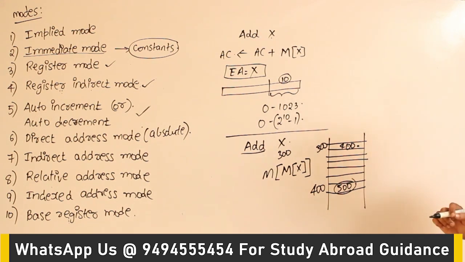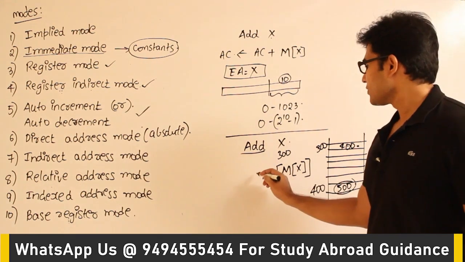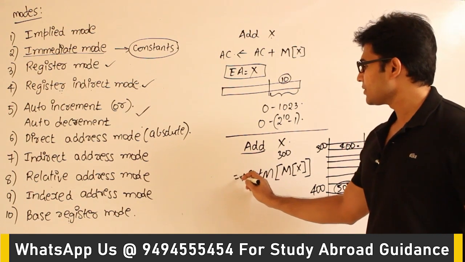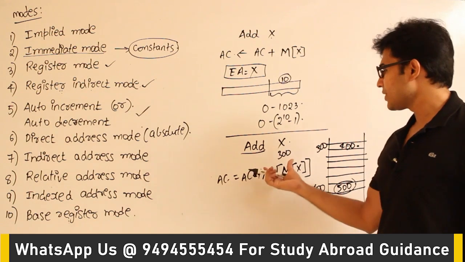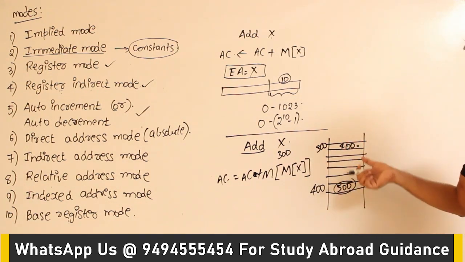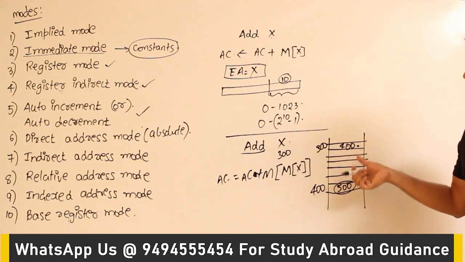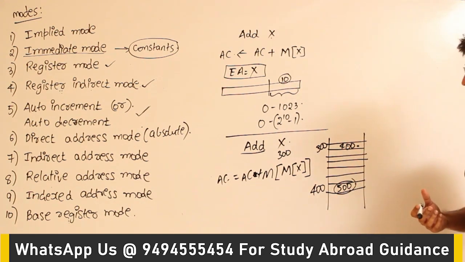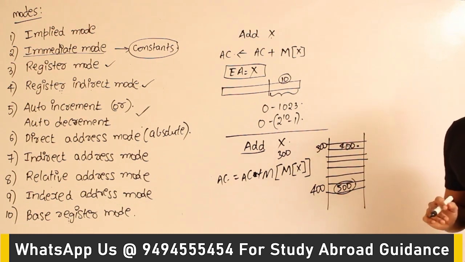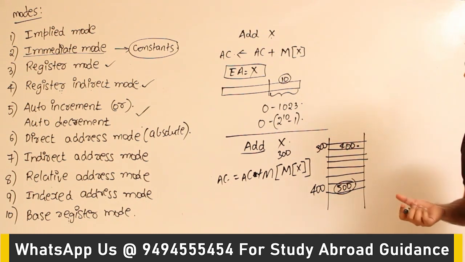So 500 is the operand, right? So that is equal to plus accumulator equal to accumulator. Now what is the disadvantage of this? The disadvantage is we are accessing the memory 2 times, right? So it is going to take a long time compared to the other instructions, because 2 memory accesses are required in order to get the operand. Therefore the time taken will be more.